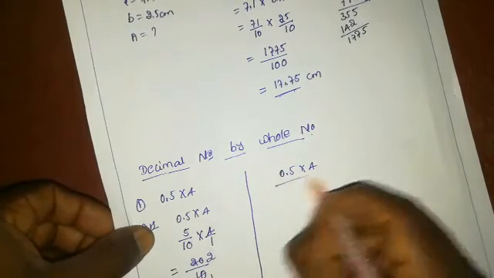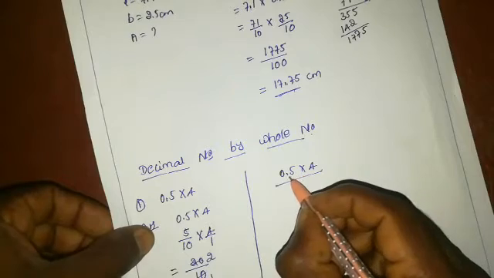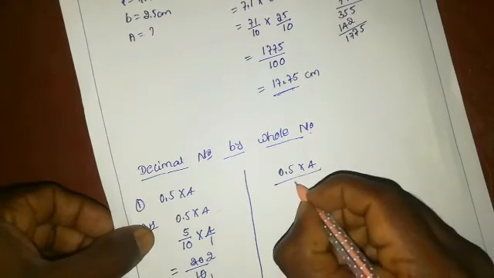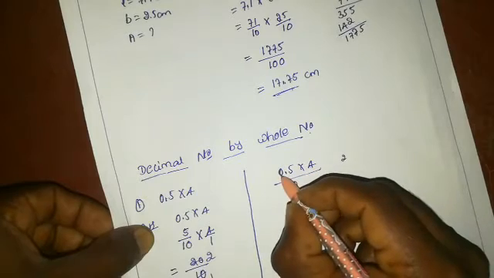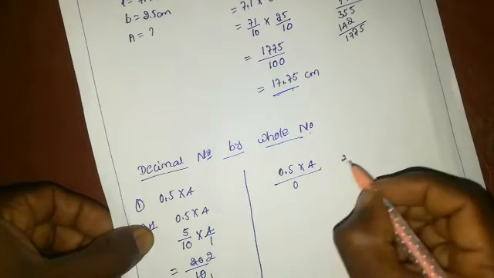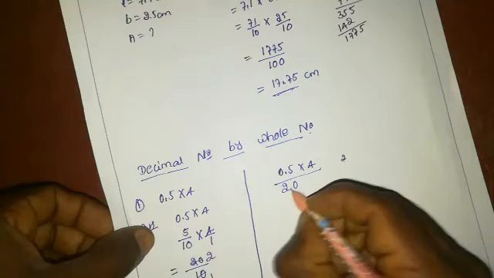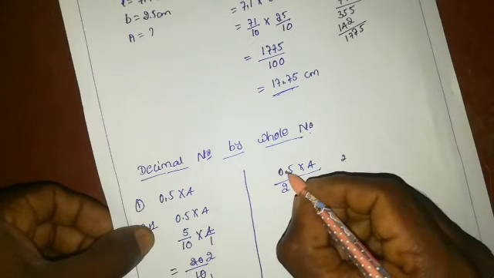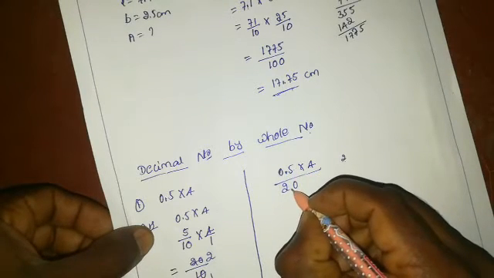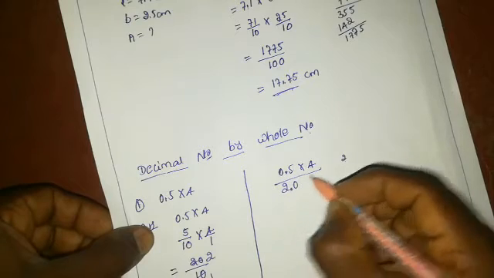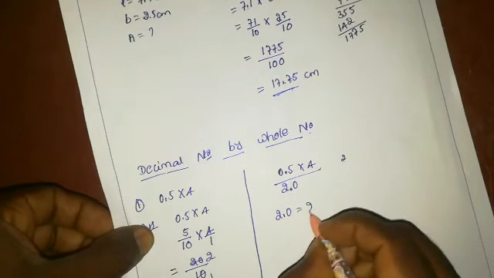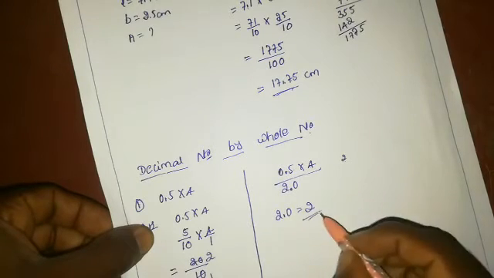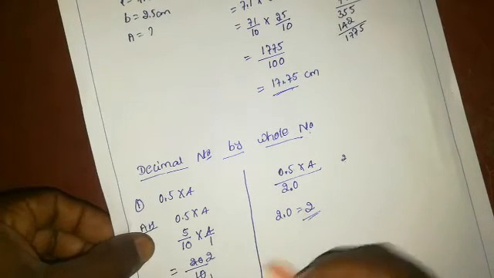You have to multiply the 4 with the 0.5. 5 fours are how much? 20, 2 is carry. 2 fours are 4, 0 fours are 0, plus 2, that is 2. Here we have a point after one digit, so we put the point after one digit: 2.0. 2.0 is equal to 2. In both methods we get the same answer.